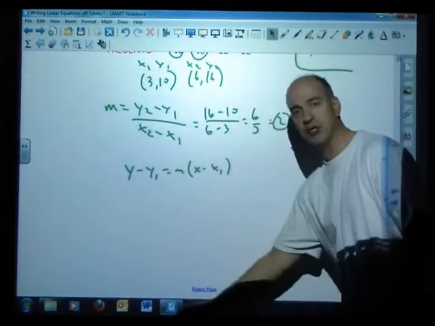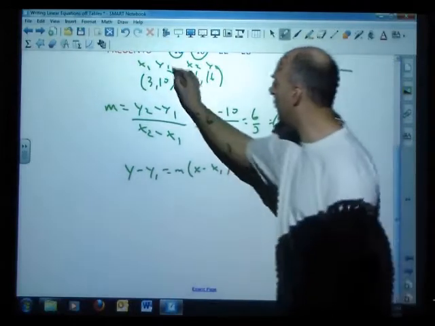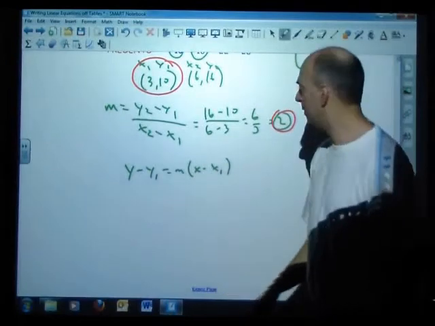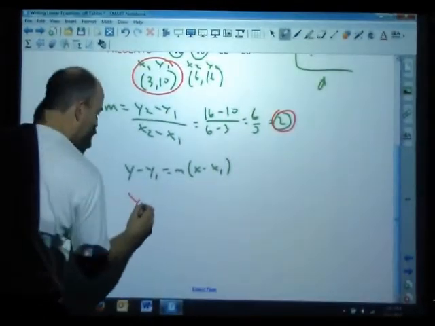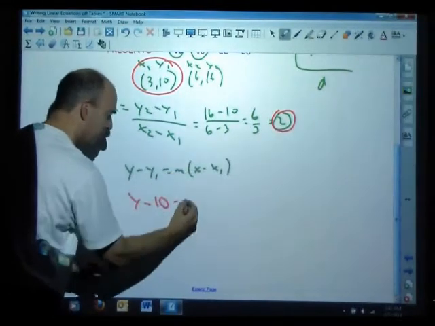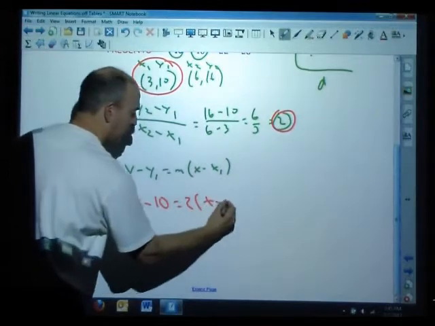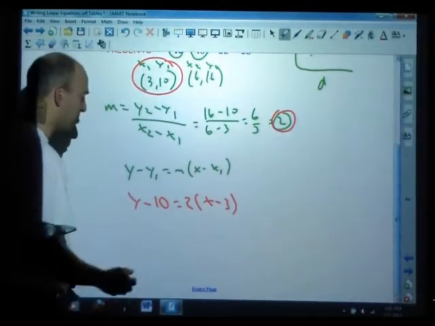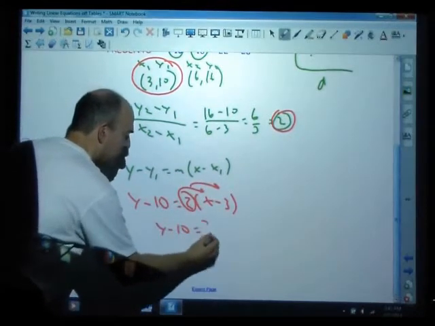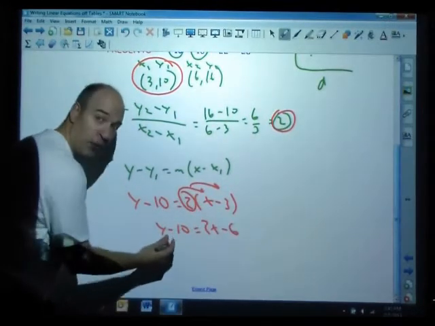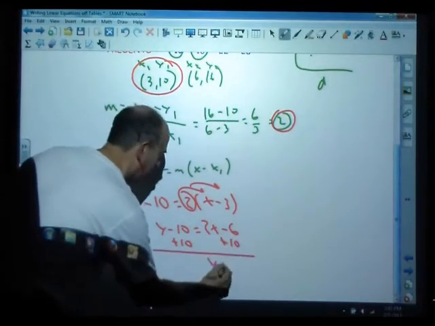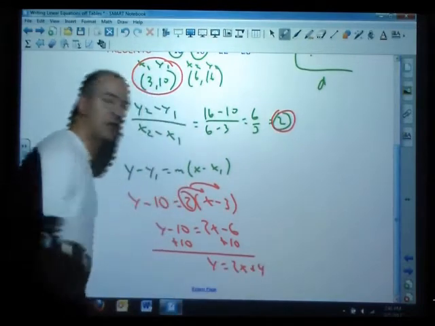And then it's very simply just a matter of plugging in one of your points with the slope into this model, and you got an instant equation. So I would do that. So y minus the y coordinate, 10, equals the slope, which we determined was 2, times x minus 3. All right, from there I'm going to simplify this using my distributive property. So y minus 10 equals 2x minus 6. Get y by itself, add 10, add 10. So y equals 2x plus 4.